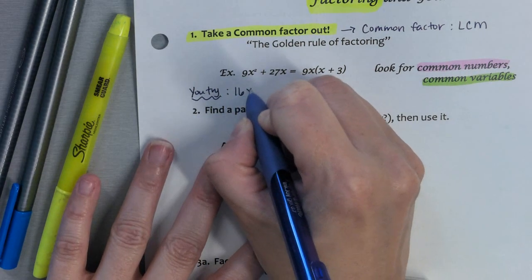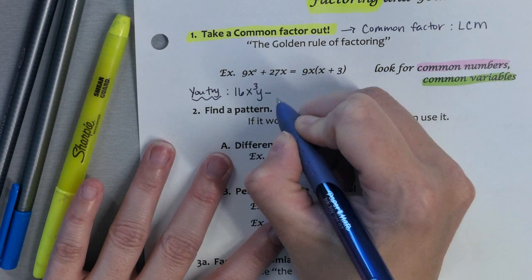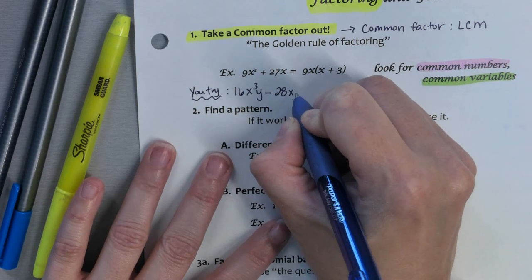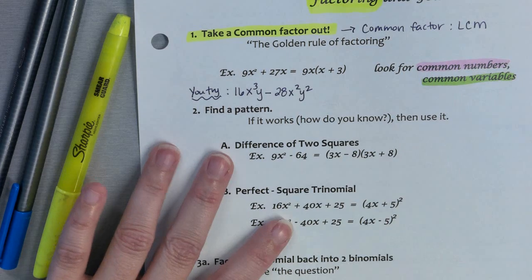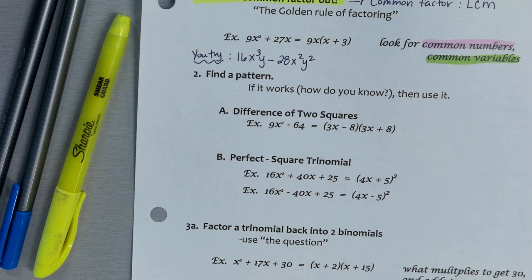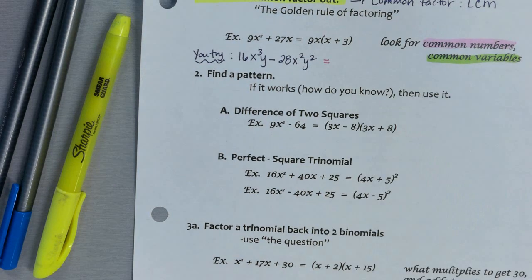So 16x cubed multiplied by y minus 28x squared times y squared. So pick out the common number first, and then we will go to the variables. I am going to give you a minute to try that.